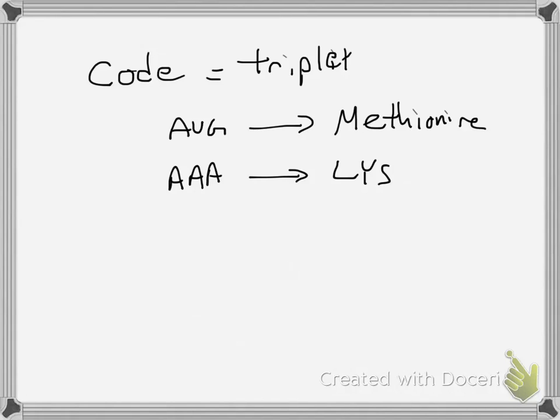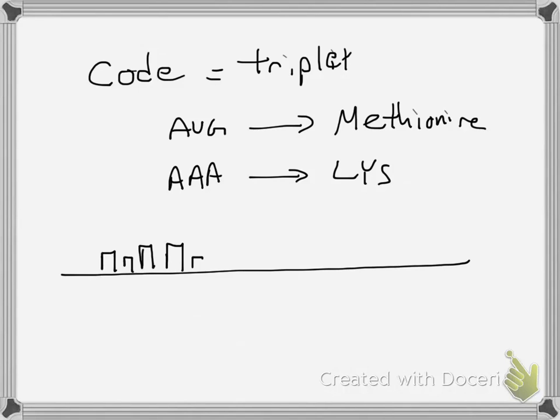So the code is triplet, and so if we have our mRNA molecule, the way to think of it is that we've got these nucleotides, and some of them are smaller and some of them are bigger. We're going to read it in threes, and that's how we're going to read it.